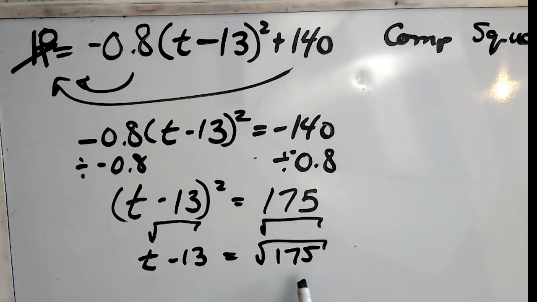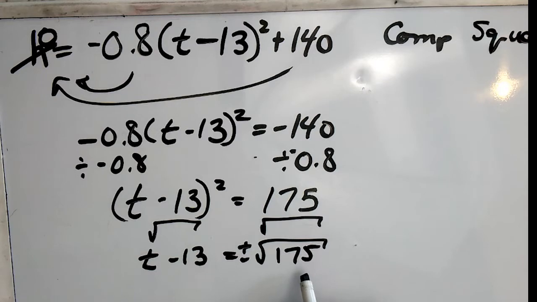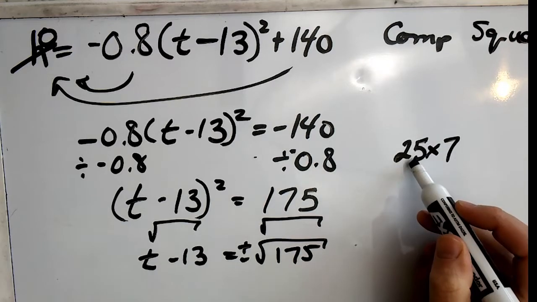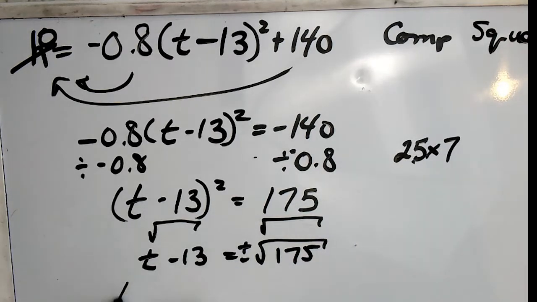And I should always check that I can't simplify. In this case, 25 goes into 175. 25 times 7. The 25 is a perfect square. And so I took the 13 and I added 13 to both sides. Don't forget the plus minus. The square root of 25 is 5. And then I'm done.